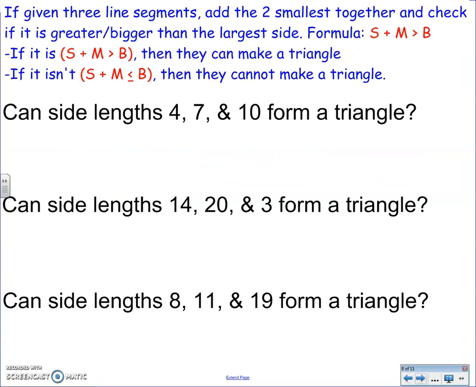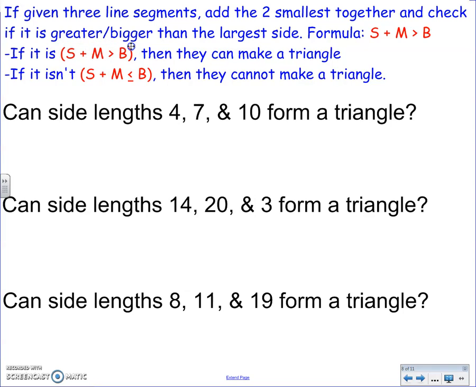If given 3 line segments, add the 2 smallest together and check if it is greater than or bigger than the largest side. So that formula I made up is called small plus middle is bigger than big. The smallest side plus the middle side must be bigger than the big side. If it is, meaning this formula is true, the small plus the middle is bigger than big, then they do make a triangle. That's good.